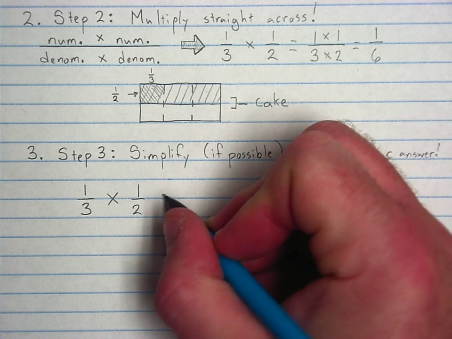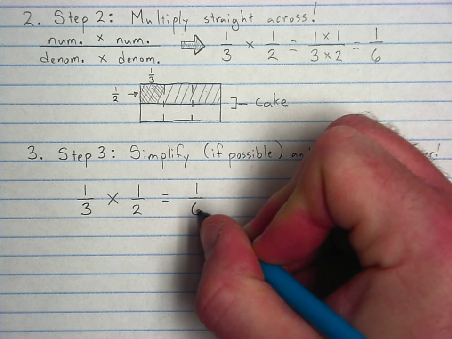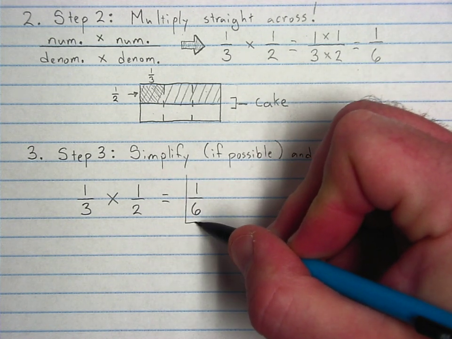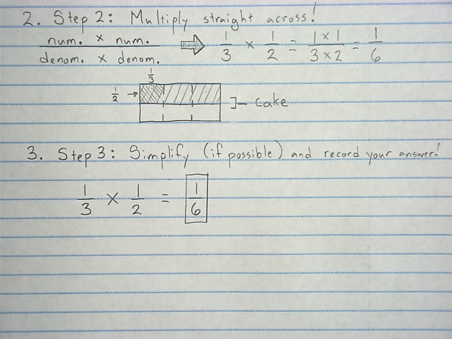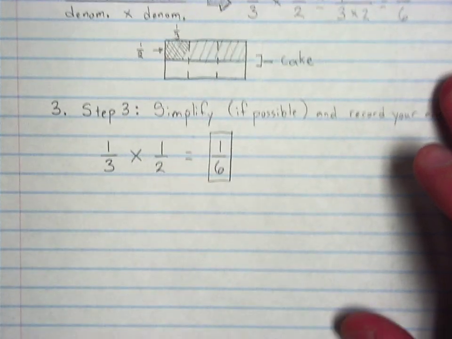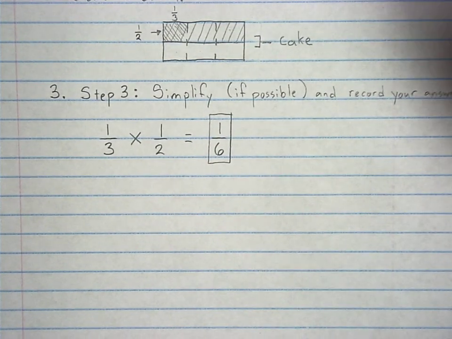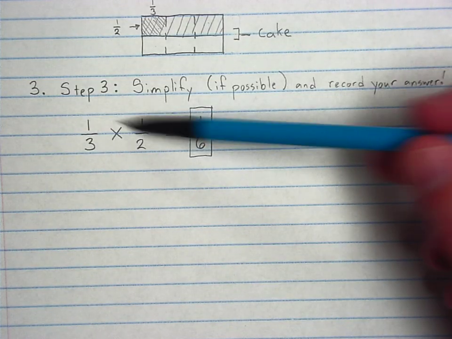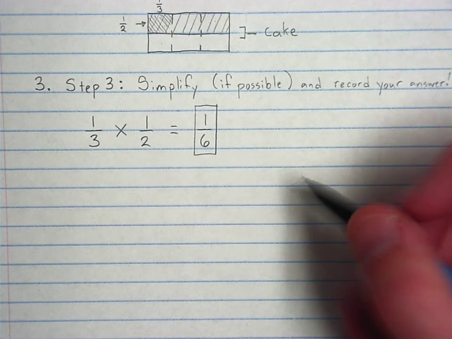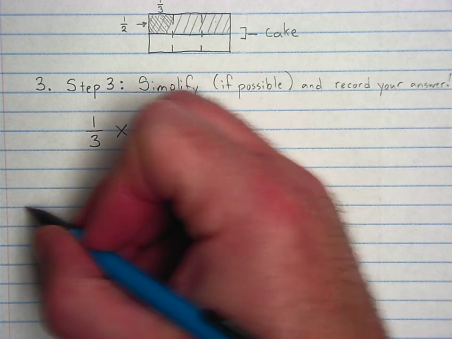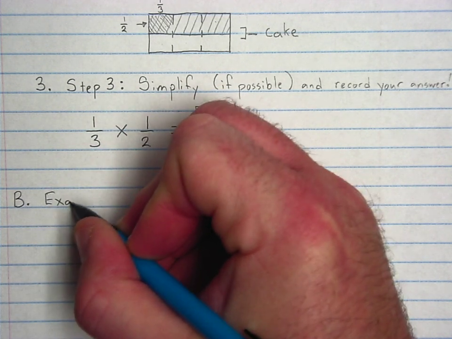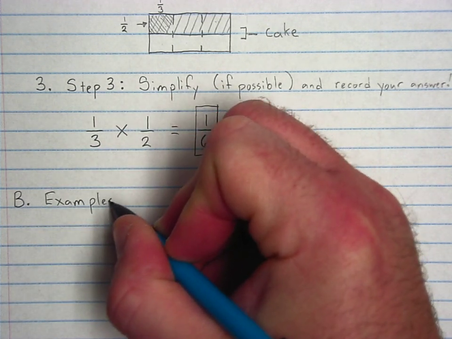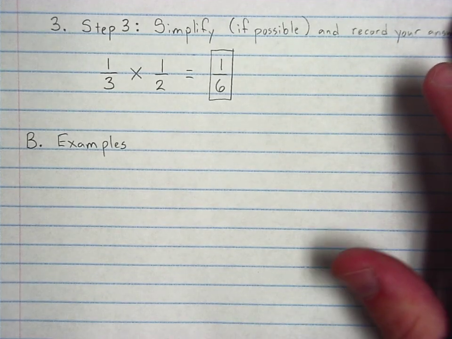1/3 times 1/2 is equal to 1/6. Box up your answer, do something to make sure it's very clear what your final result is, and that's pretty much it. Now, this is a fairly straightforward process, and again, I'm hoping it looks familiar. You have been doing this kind of thing. So now I'm going to jump down to B. We'll do a couple of examples together, and then we'll continue in class next time I see you.